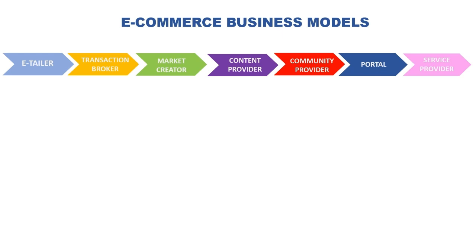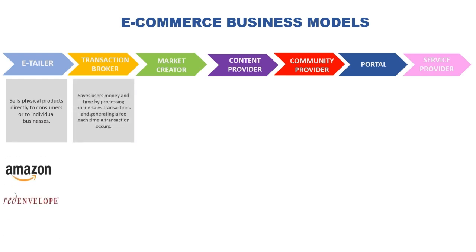First, the e-tailer. An e-tailer sells physical products directly to consumers or to individual businesses. Examples of e-tailers are Amazon and Red Envelope. Next is transaction broker. It saves users money and time by processing online sales transactions and generating a fee each time a transaction occurs. Examples of transaction brokers are E*Trade and Expedia.